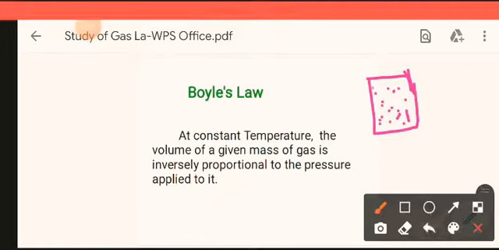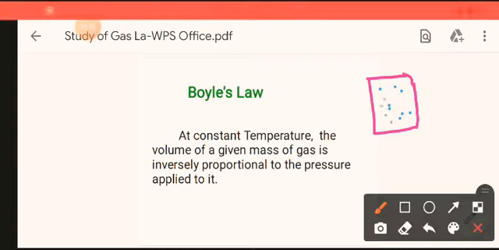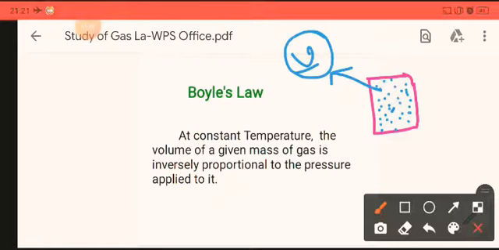These are the particles of gas. The volume of the gas container is V. As we all know, a gas occupies the volume of its container, so the volume of the gas will also be V.